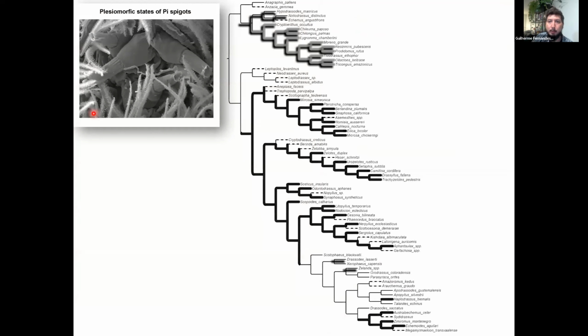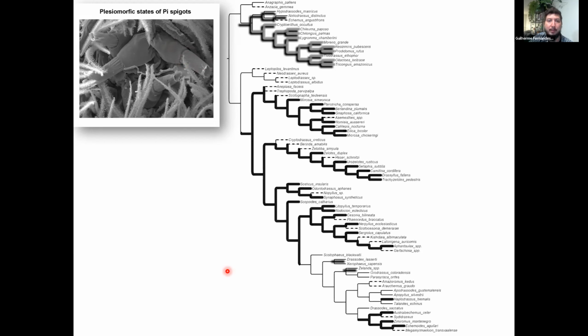And if you think about the evolution of this group, we have here the plesiomorphic state that we consider, the base as long as the shaft, and with a clear division between the base and the shaft.